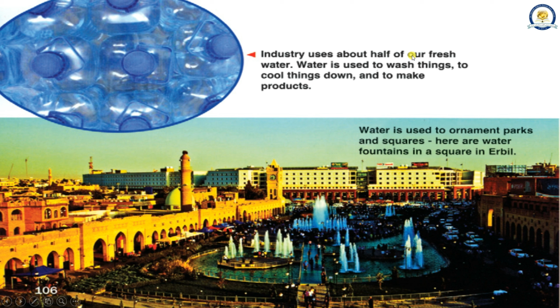Industry uses about half of our fresh water. Water is used to wash things, to cool things down, and to make products. Water is used to ornament parks and squares. Here are water fountains in a square in Erbil.